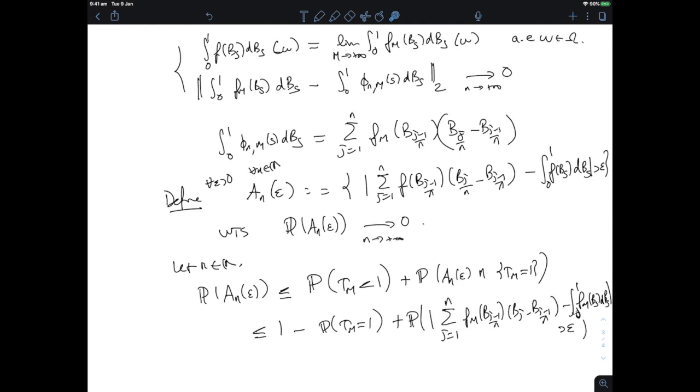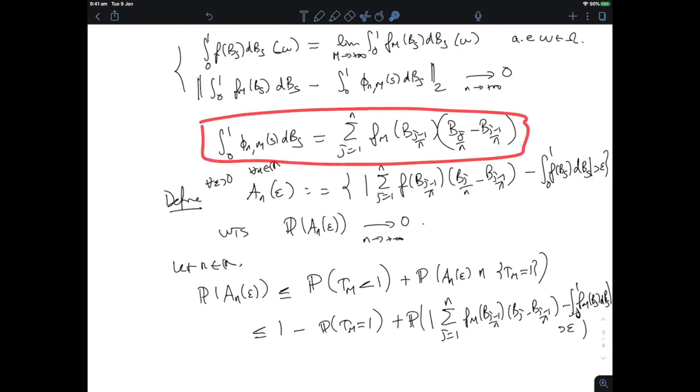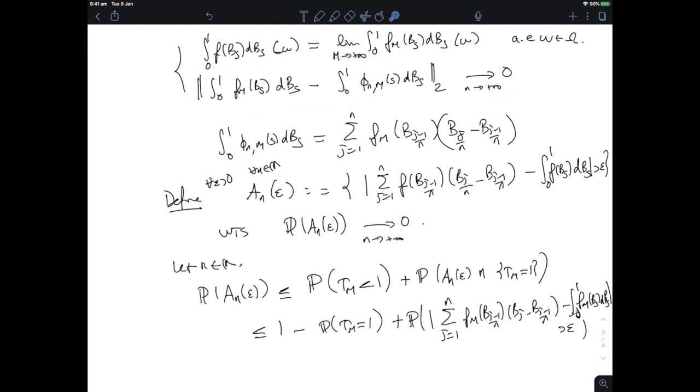So now I can use this fact. I can use the L2 convergence of the integral of phi n m to the integral of fm bs to say that this is smaller than 1 minus probability of tau m being 1 plus 1 upon epsilon squared times the L2 norm of the integral of fm bs dbs from 0 to 1 minus the integral of phi n m of s dbs, and that is squared. Okay.